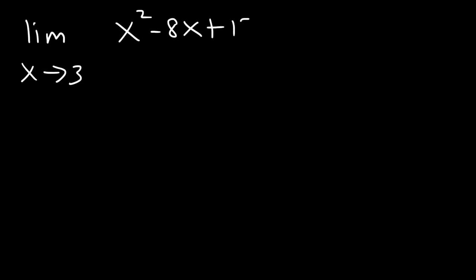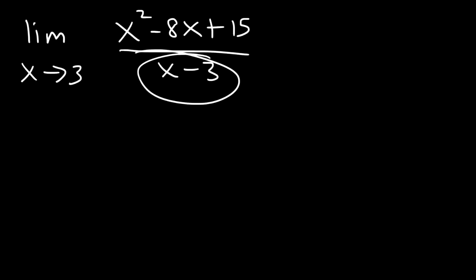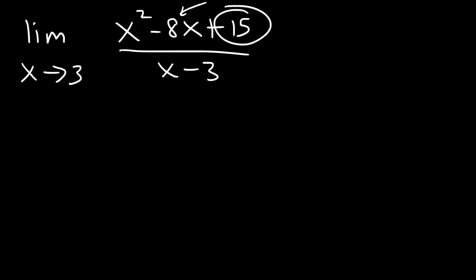Now what about this one? What is the limit as x approaches 3 of x squared minus 8x plus 15 divided by x minus 3? Now if we try to use direct substitution, if we plug in 3, 3 minus 3 is going to give us a 0 in the bottom of the fraction, which will make it undefined. So therefore we don't want to do that. Let's see if we could factor the trinomial on top. What two numbers multiply to 15 but add to negative 8?